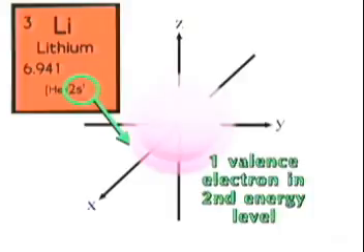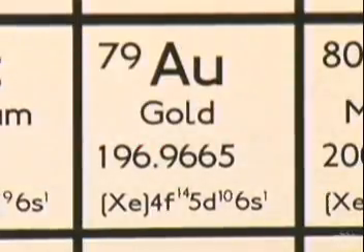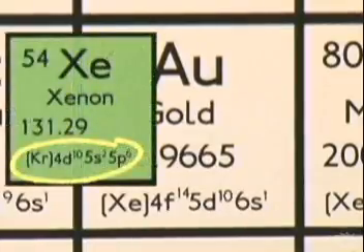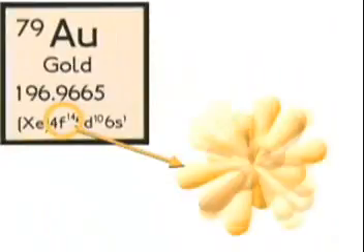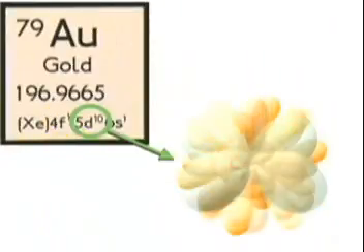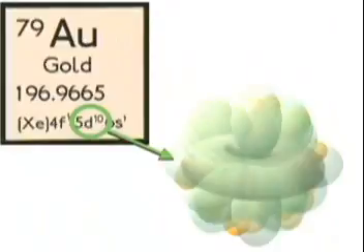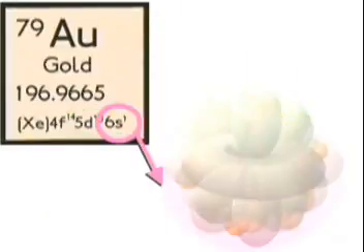Reading electron configurations takes some practice. Let's read one more. Gold. The inner energy levels have the same configuration as the noble gas xenon, whose symbol is Xe. The valence electrons are the following: 14 electrons in the 4th energy level in f orbitals, 10 electrons in the 5th energy level in d orbitals, and 1 electron in an s orbital in the 6th energy level.